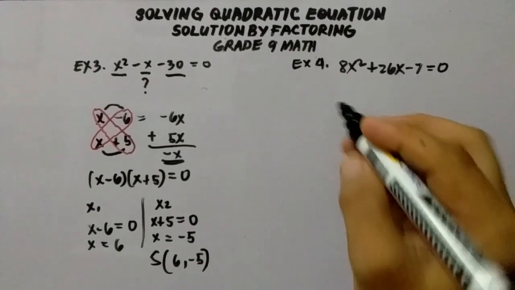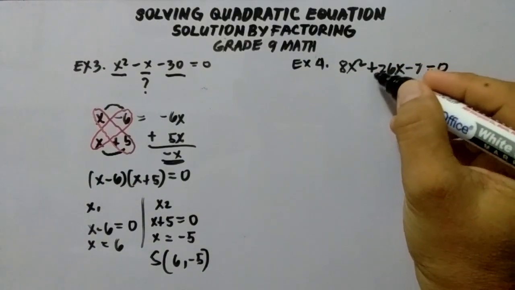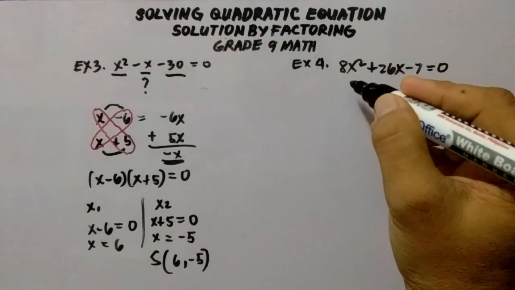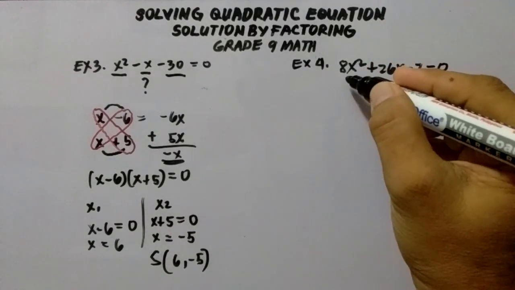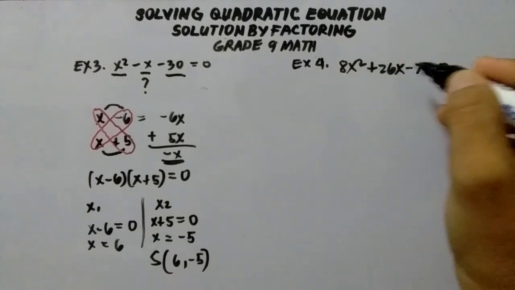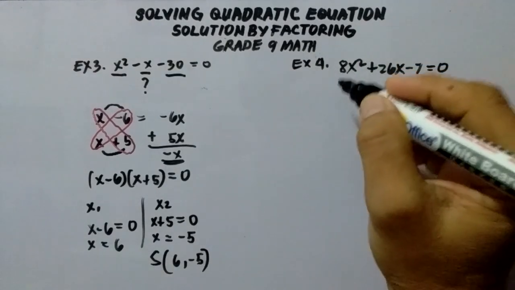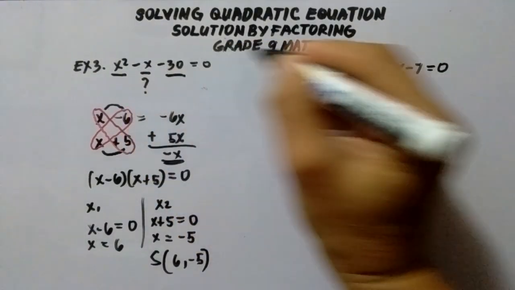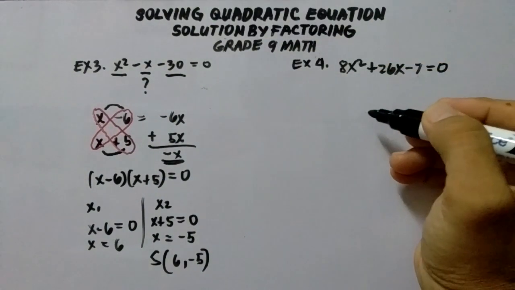Okay, so let's proceed to example number 4. So, we have 8x squared plus 26x minus 7 is equals to 0. Okay? So, this type of quadratic equation is in the form of the same, no? Trinomial pa rin din, trinomial pa din po ito. Katulad po nung example number 3 natin. So, ang pinagkaiba lang po dito, yung first term natin dito, nagkaroon lang po tayo ng numerical coefficient.